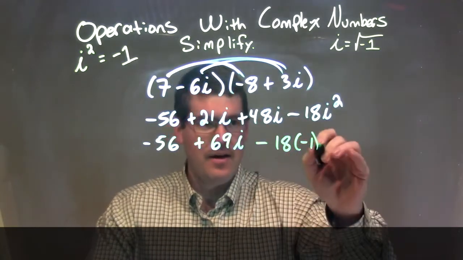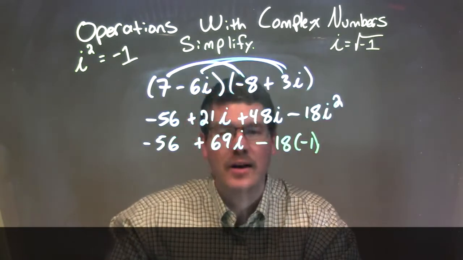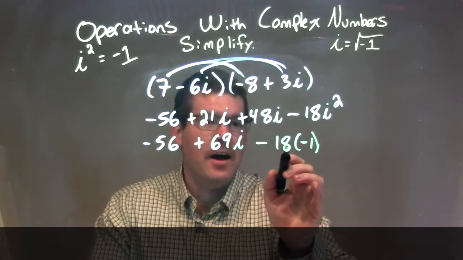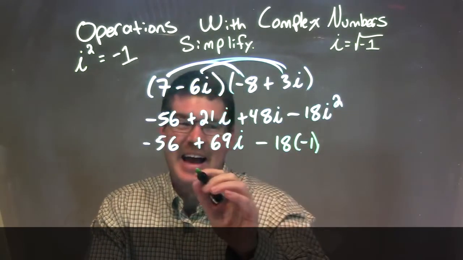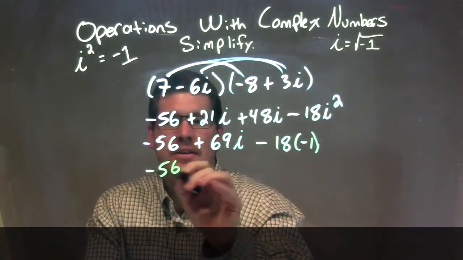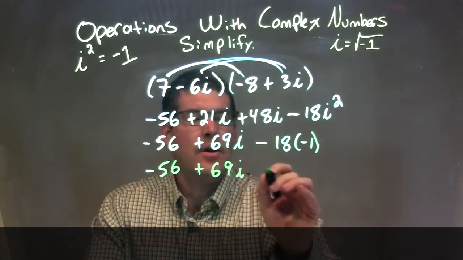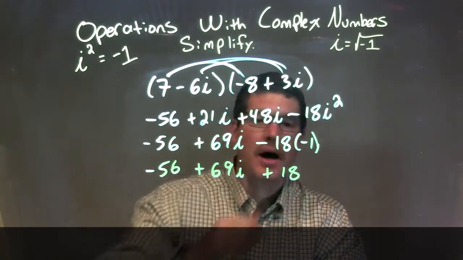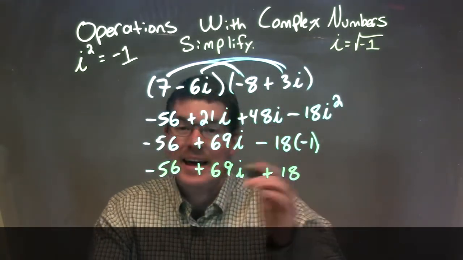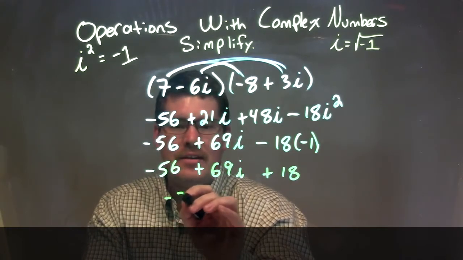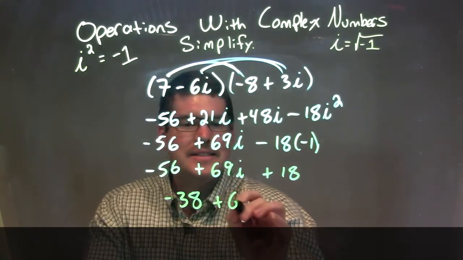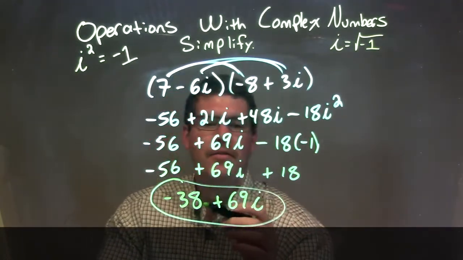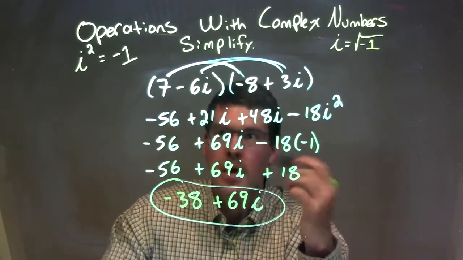So this is where it's different than a normal variable, in a sense. i squared becomes a negative 1. So let's simplify that a little bit. Subtracting 18 times a negative 1 is like adding a positive 18. So we have negative 56 here plus 69i plus 18. So now we want to combine the negative 56 and a positive 18, and that comes out to be a negative 38. So we have negative 38 right there, plus 69i. And there we go. Our final answer here is just negative 38 plus 69i.